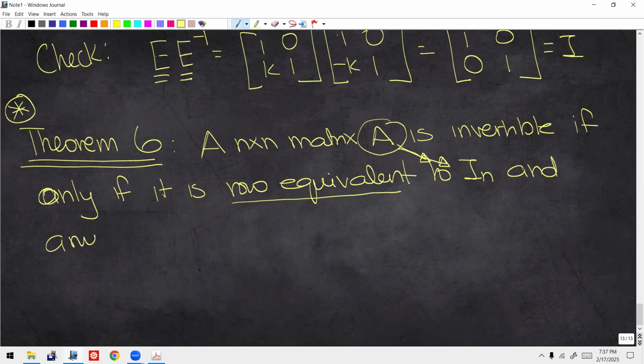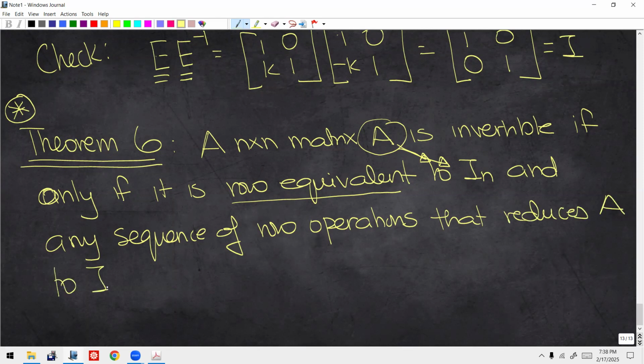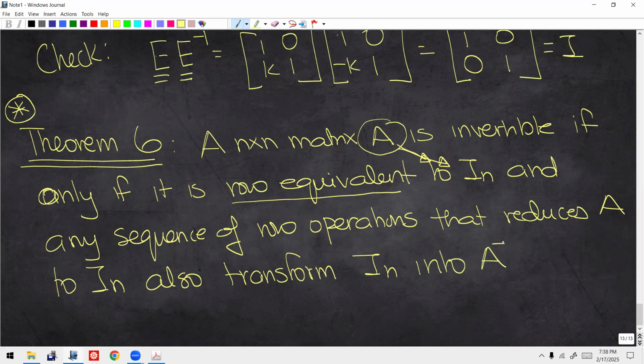And any sequence of row operations that reduces A to I n also transforms I n into A inverse. So now we have a game plan, or a blueprint, on how to find the inverse.